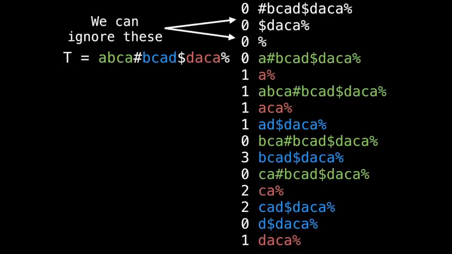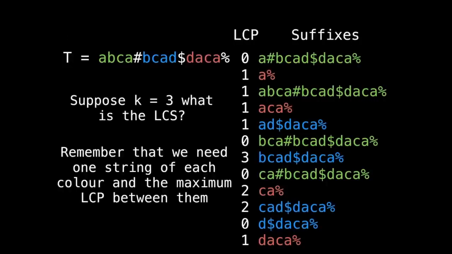In the slide, you can see that the suffixes starting with sentinel values got sorted to the top because they were lexicographically less than all the characters in the string, and this is to be expected. For our purposes, we want to ignore them because we injected them into the string t ourselves. So back to the central problem.